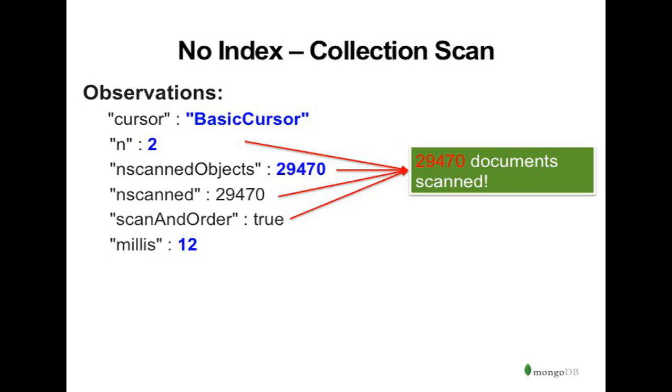The nscanned is the number of index entries or documents. In our case, since we did not use any index, it happened to be all the documents visited. The millis is the number of milliseconds that MongoDB took to display the output. In this case, it's 12 milliseconds. But still, a whopping 29,470 documents have to be scanned just to return 2 documents as output.